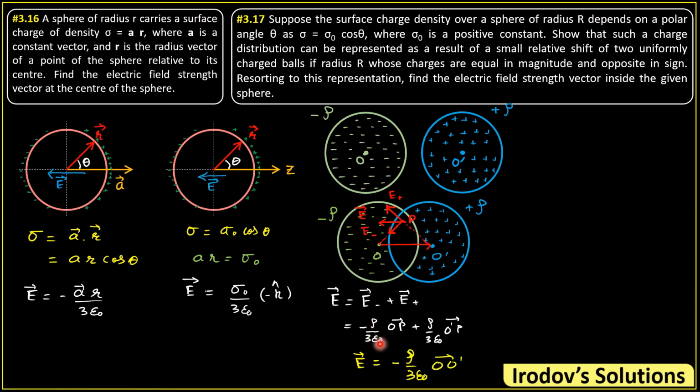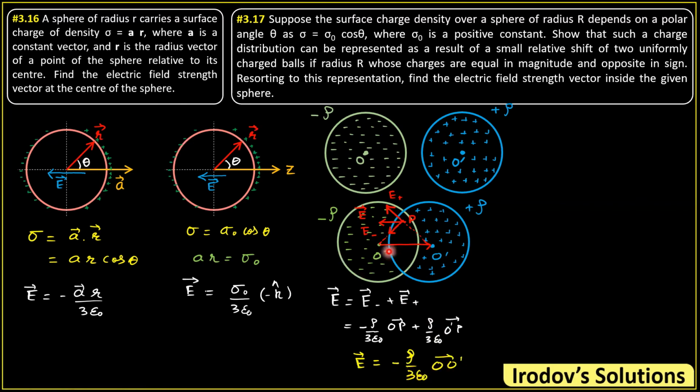And if I simplify this, I can take minus rho by 3 epsilon naught common. I'll get OP minus O dash P, and OP minus O dash P would be nothing but OO dash. So you can see that the electric field inside this overlapping region is opposite to OO dash vector. And OO dash is a constant vector because O is the center of this sphere and O dash is the center of this sphere. So in the overlapping region, the electric field is uniform, equal to minus rho by 3 epsilon naught OO dash vector, and opposite to OO dash vector.